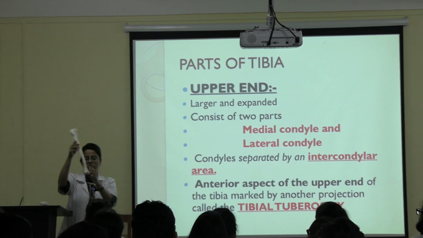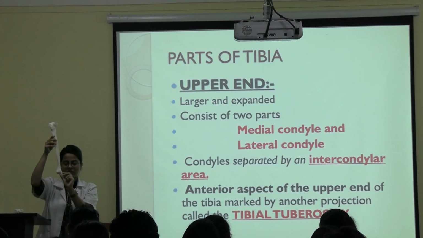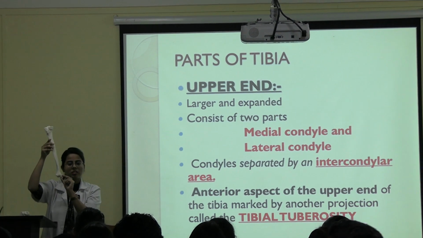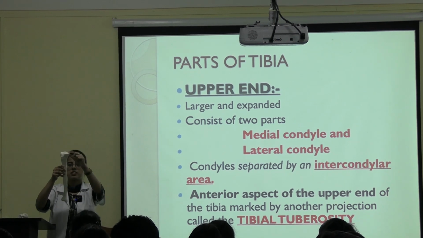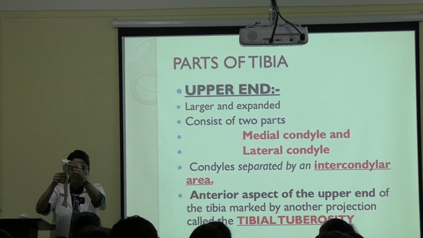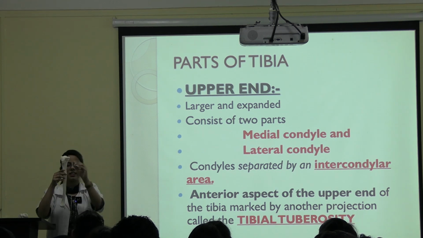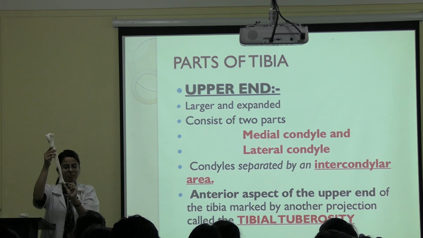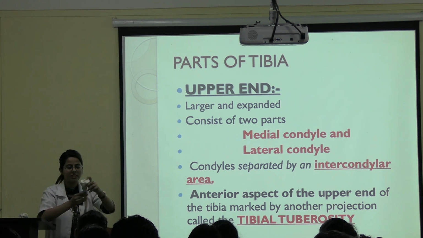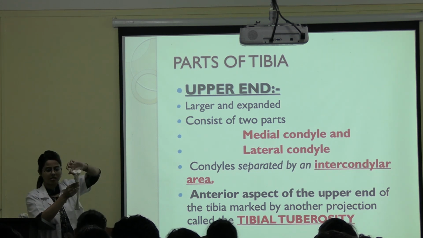So now I'll describe the upper end. You can see this is the medial malleolus which should be present medially. This is the medial condyle of tibia, and this is the lateral condyle. How will you understand that it is the medial one? You will see the medial malleolus. So this is the medial condyle and this is the lateral condyle.